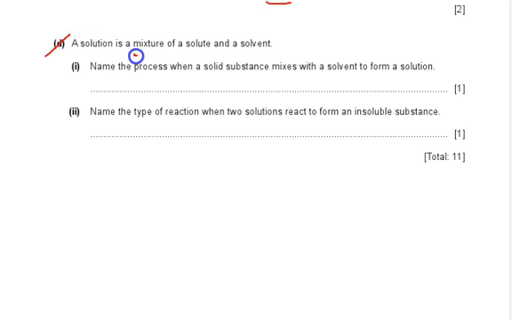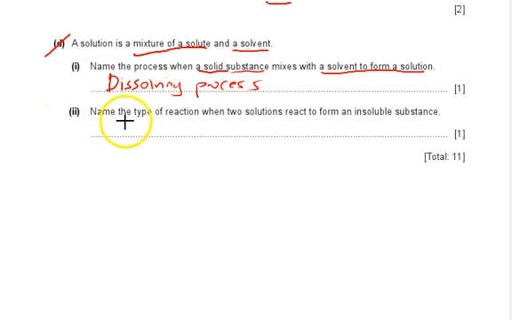A solution is a mixture of solute and solvent. Name the process when a solid substance mixes with a solvent to form a solution. This is definitely a dissolving process. You can just write dissolving there. The next one: name the type of reaction when two solutions react to form an insoluble substance. This is like your salt to precipitate, so here we will have precipitation.